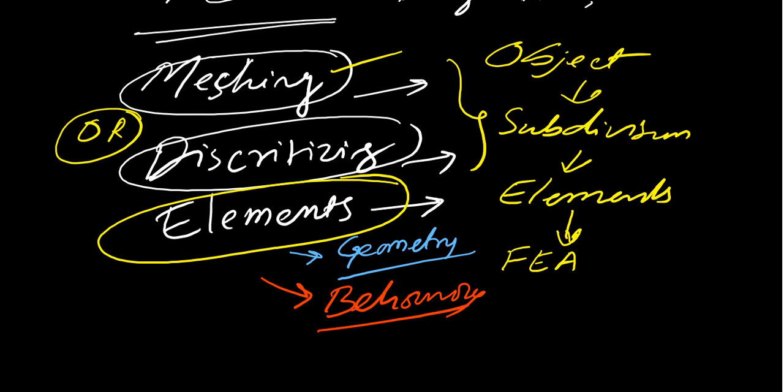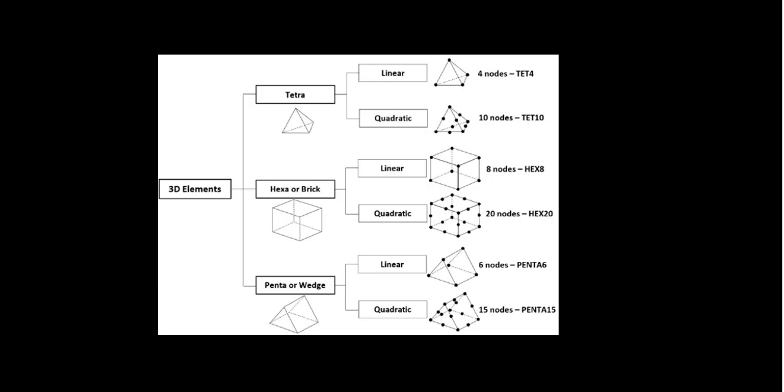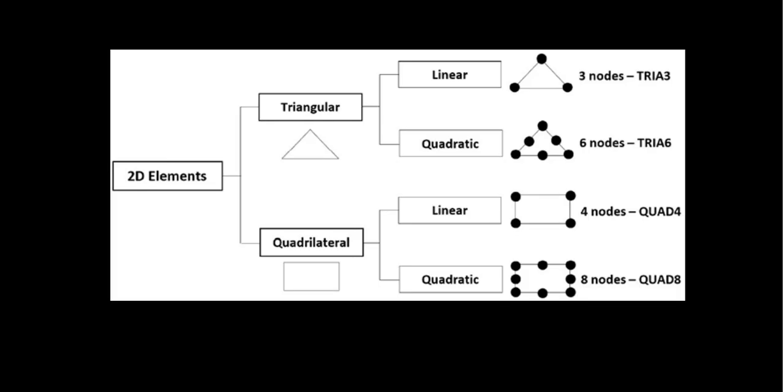Now, coming to the different types of finite elements, what are the types of elements generally used? There are 2D elements, two-dimensional elements, which are of two types: one is the triangular element and another is the quadrilateral element. The triangular element is again subdivided into two types, linear and quadratic. In the quadrilateral also, there are linear and quadratic.